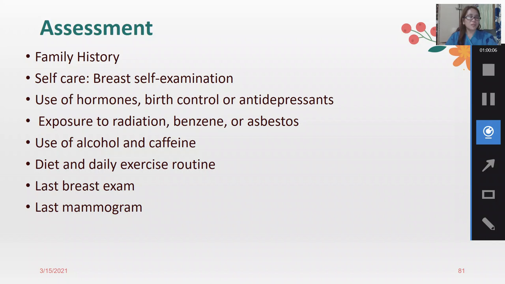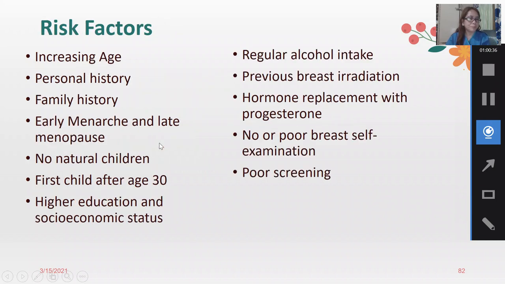So when is the best time to do breast self-examination? So that is during your first week of menstruation. Use of hormones. Gumagamit ba ng hormones? Birth control or antidepressants? Is there exposure to radiation, benzene, or asbestos? Use of alcohol and caffeine? Diet and daily exercise routine. Last breast exam. Last mammogram. So it's very important also to get all those data.